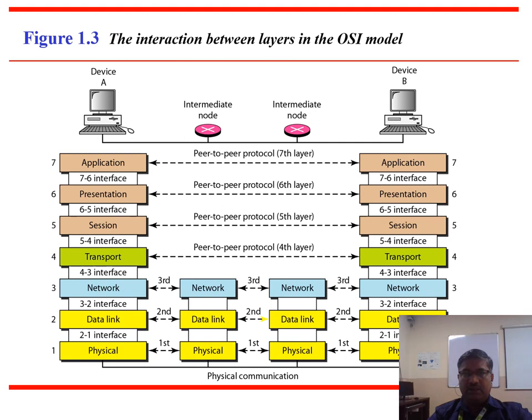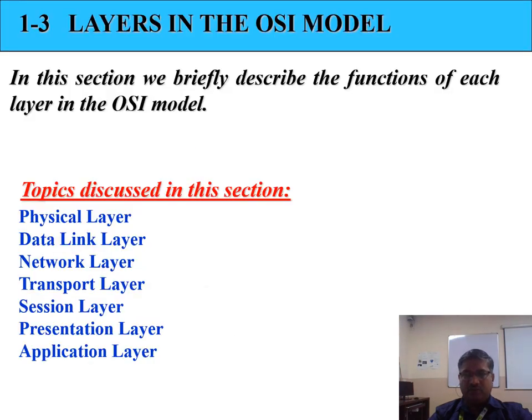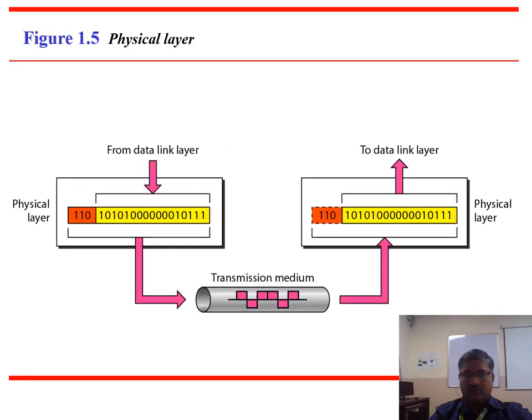In this slide, we are seeing the interaction between the layers in the OSI model: how all 7 layers interact with each other when sending information from one device to another device. In the coming slides, we are going to discuss each and every layer. First, we are going to see the physical layer.